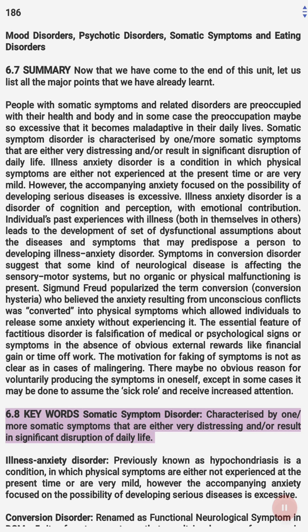6.8 Keywords. Somatic symptom disorder. Characterized by one or more somatic symptoms that are either very distressing and/or result in significant disruption of daily life. Illness anxiety disorder. Previously known as hypochondriasis, is a condition in which physical symptoms are either not experienced at the present time or are very mild. However, the accompanying anxiety focused on the possibility of developing serious diseases is excessive.